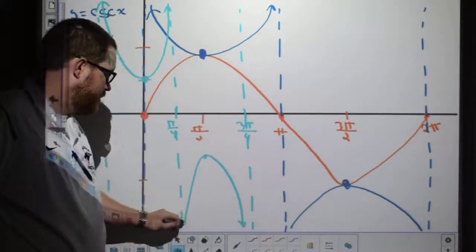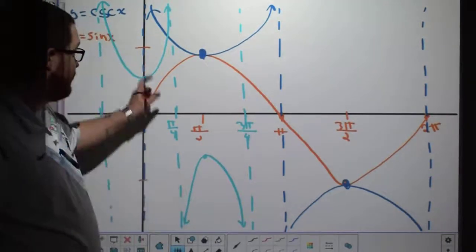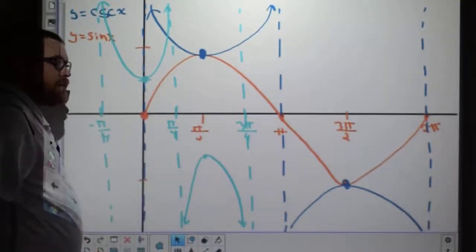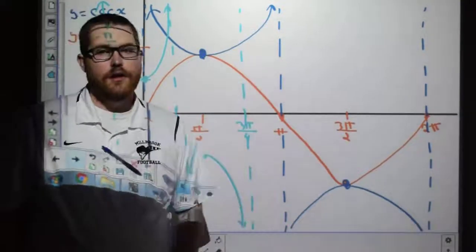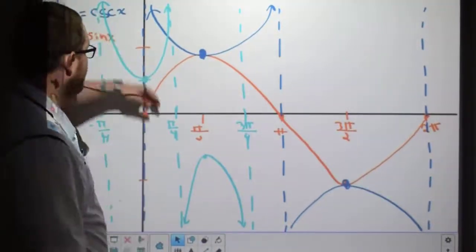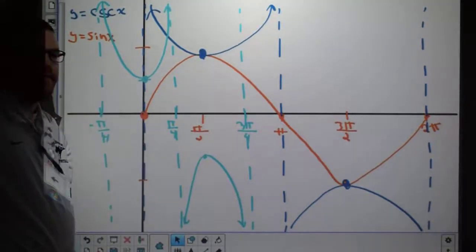And there's that. Now why does this graph, which is done, because that's an entire period, why does this graph, the new cosecant, look so much smaller than the rest of them? Because it's been compressed horizontally by a factor of 2, and it's been vertically shrunk by a factor of 1/2.